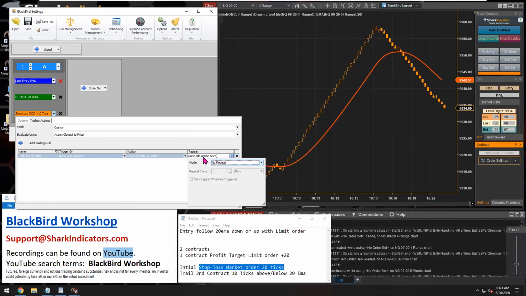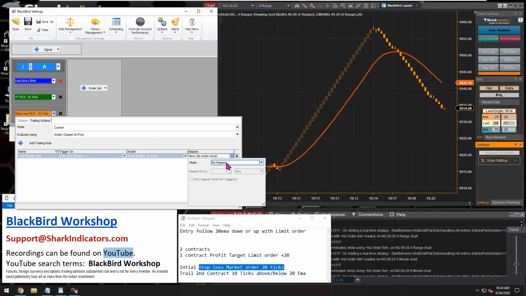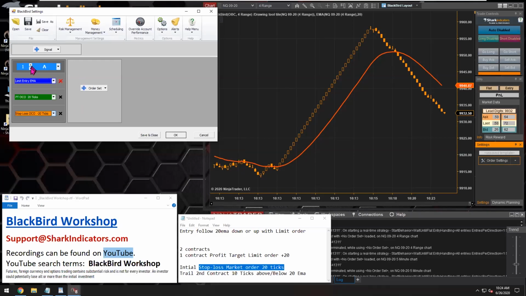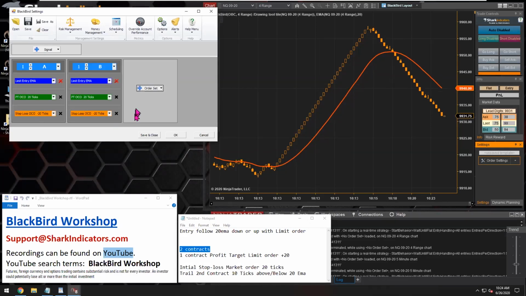And then again, for this stop loss trailing, we want this to repeat indefinitely, and it's going to update once per bar when the moving average is recalculated. And that'll do it. And now let's create our second contract here, because we're going to submit 2 contracts. So for the second one, let's do copy from A.